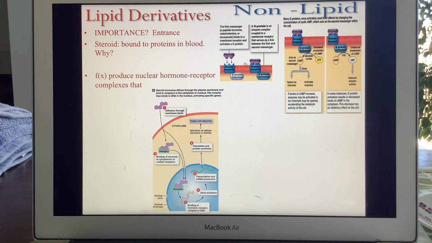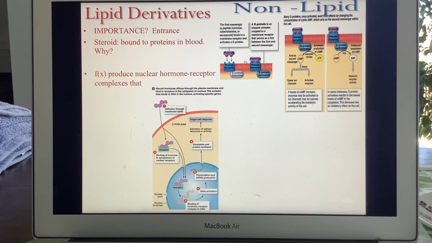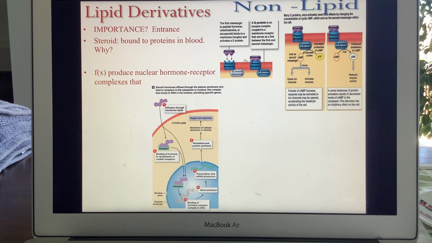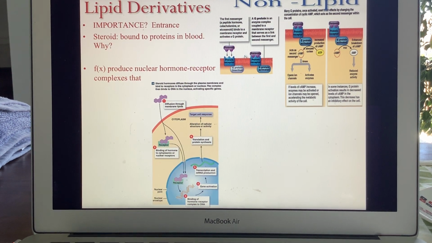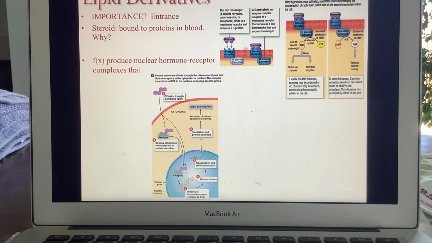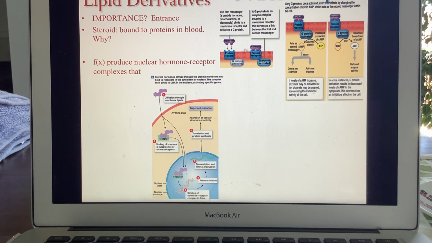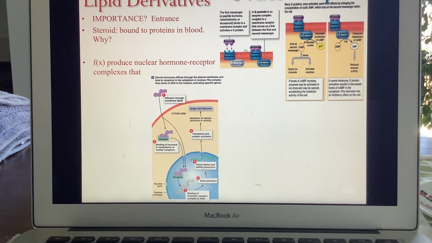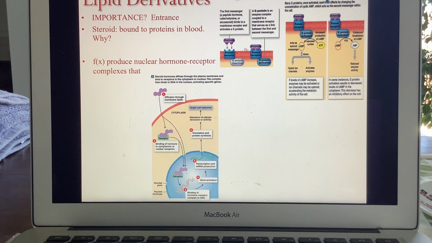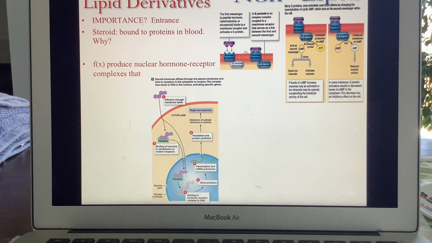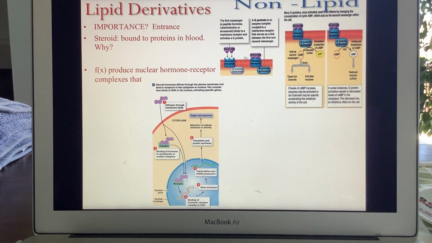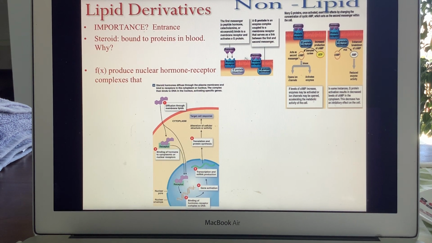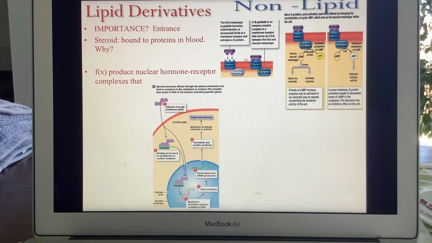So it's going to produce a nuclear hormone receptor complex. Well, once it binds to that receptor, it is going to activate genes for transcription. Remember, transcription is writing a message. Then you're going to have translation, and then you're going to have a response. So when we talk about lipid derivatives in the blood, they're going to be bound to a protein because that's going to allow them to transport.